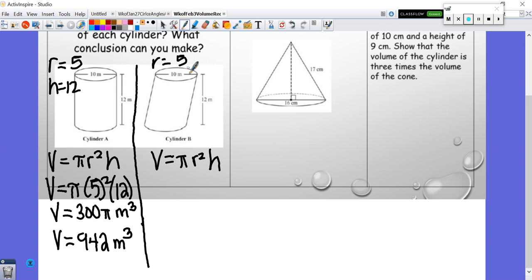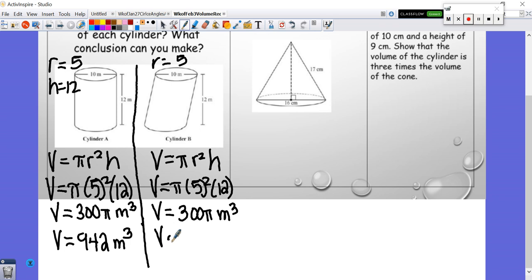So here I have the same radius and the same height. So let's go and see here. Pi 5 squared times 12, and we get volume equals 300 pi meters cubed, and we do the math, meters cubed. Okay, so what's going on here? You notice the volumes were the same. So here is what Cavalieri's principle means.